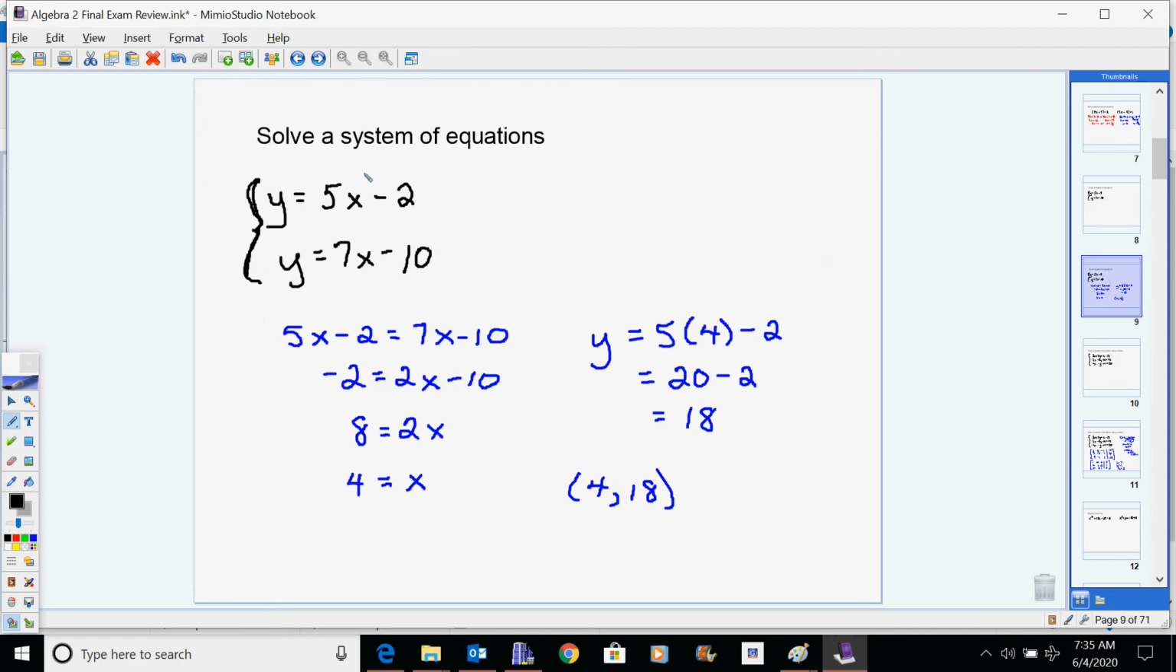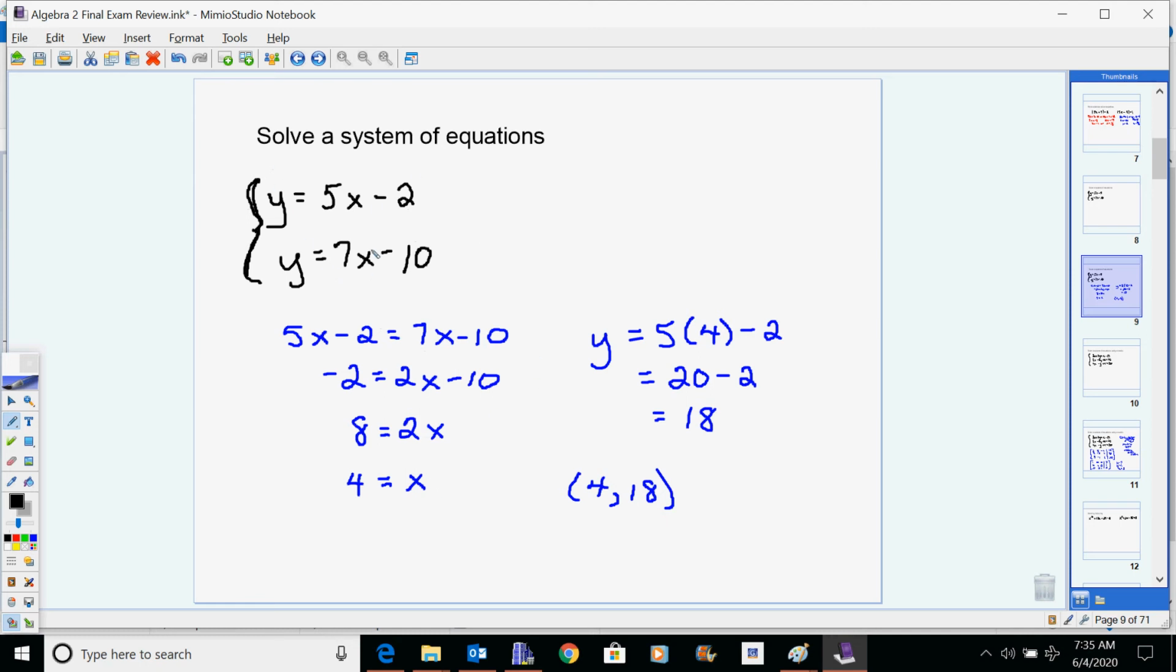Solving systems of equations can be done several different ways. It can be done by substitution, elimination, a calculator, finding the intersection, various different ways. But when you have both of them solved for the same variable like that, it's just easiest to say, okay, well, 7x plus 10, substitute that in there for the y, solve for x.